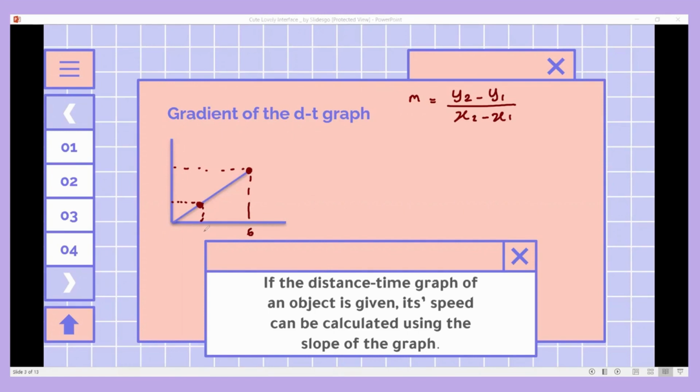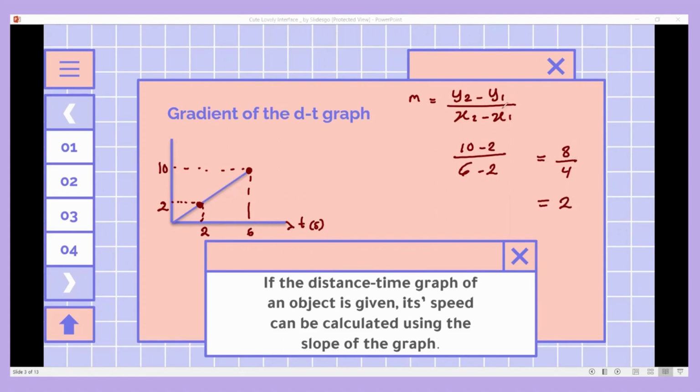So let's say this is 2 and 6, the time in seconds, and the distance here, let's say it is 2 and 10. So that is 10 minus 2 over 6 minus 2, which will be 8 over 4. So in short, it's 2.